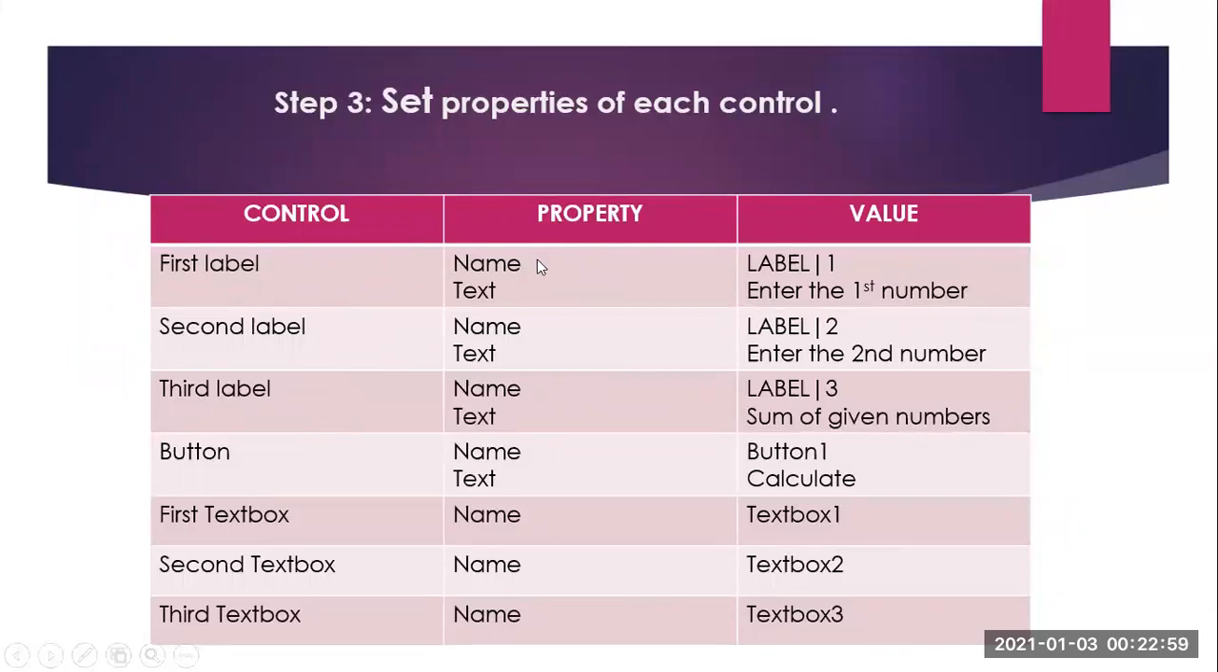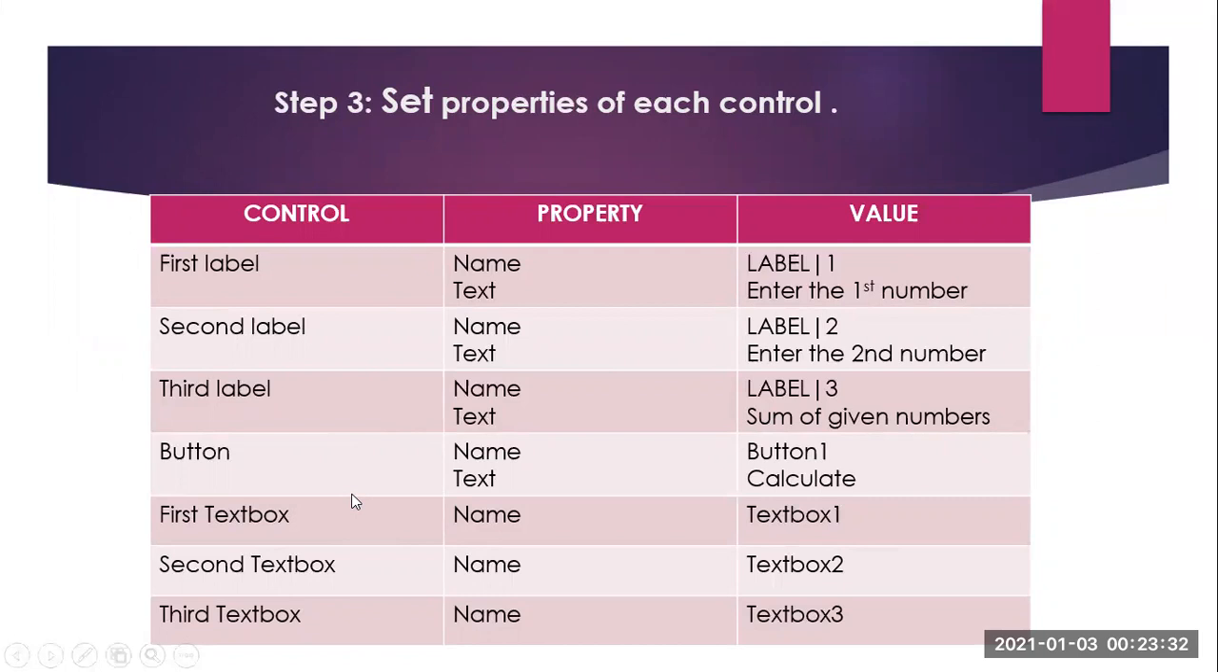The properties that they will have will be the name and the text. Name is in the form of text. That's label 1, and you enter the first number. That's in your text box. Similarly for the second and the third, and that will be our first number to enter, second number to enter, and the output will be in the third label. So third heading will be for your output generated. That's your result of your addition.